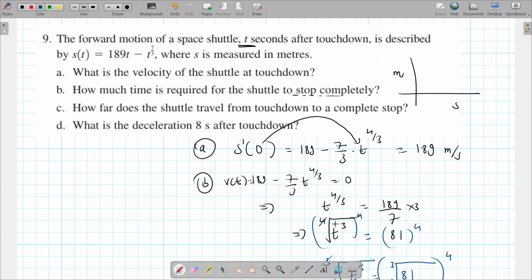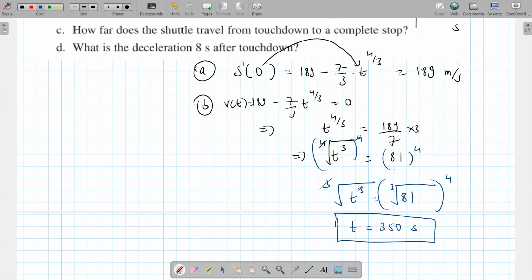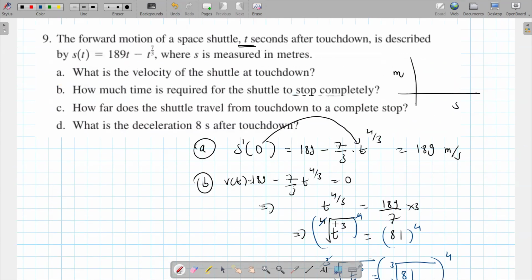Part C, how far does the space shuttle travel to a complete stop? So we know it takes 350 seconds for it to stop. What is part C asking us? Is it S prime of 350? S of 350? Yeah, S of 350. So we're going to plug 350 in here and in here. S of 350 is going to give us the distance it travels. So 189 times 350 minus 350 to the power of 7 divided by 3.